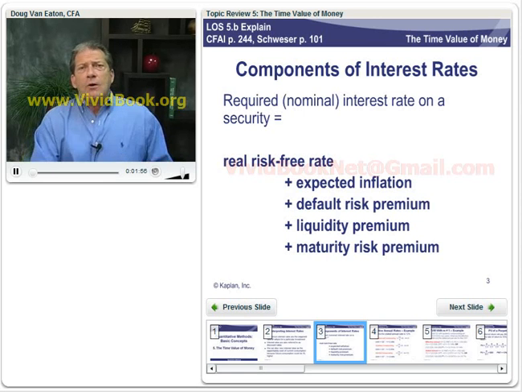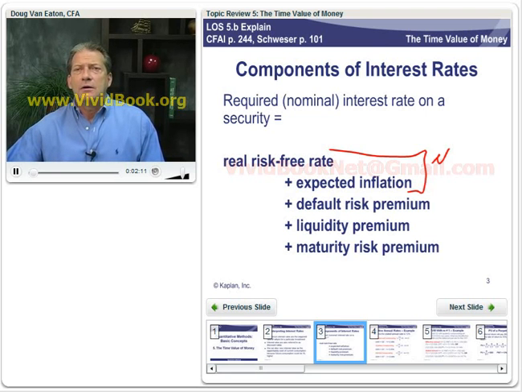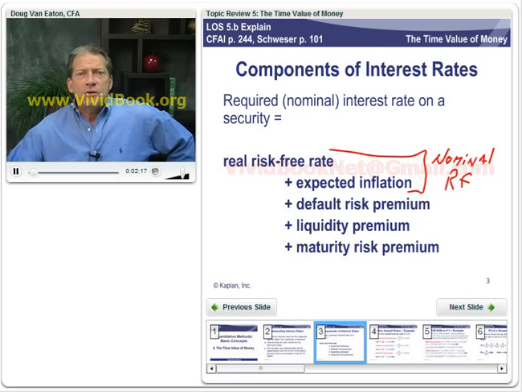Now, to get our nominal risk-free rate, we're going to add expected inflation to that. So if we take these first two components right here, that gets us to what we call the nominal risk-free rate. Nominal, it's got the expected inflation premium built into it. Now, if this is a riskless security like a U.S. Treasury bill, then we'd be done. That's our return in the marketplace.